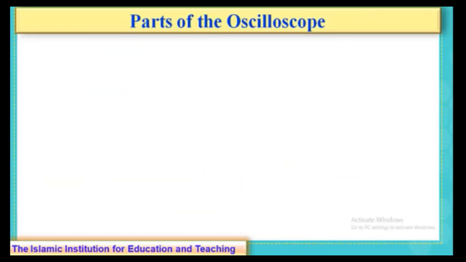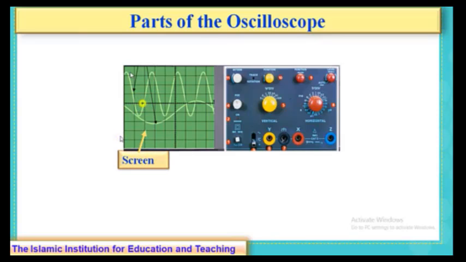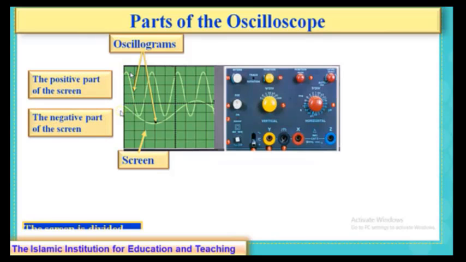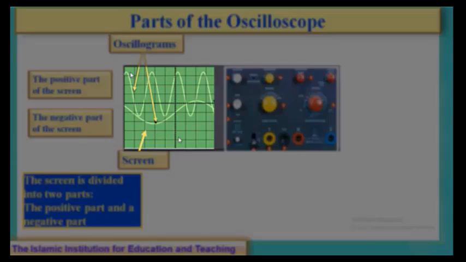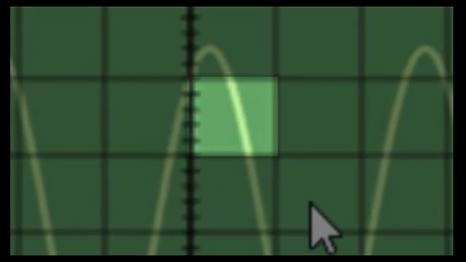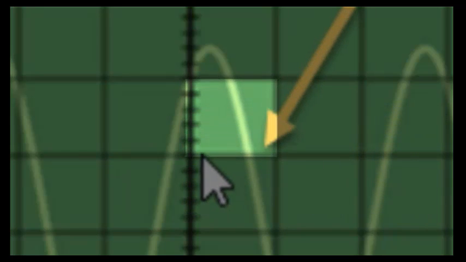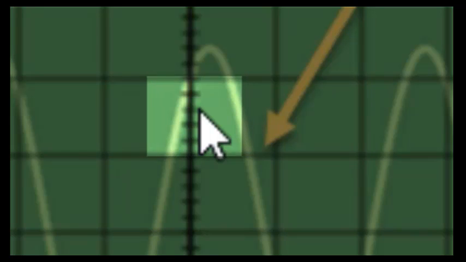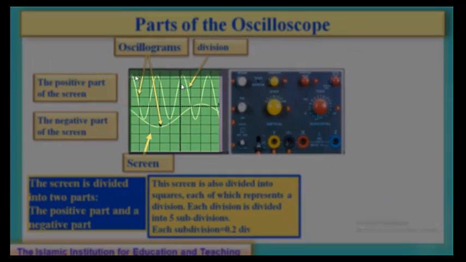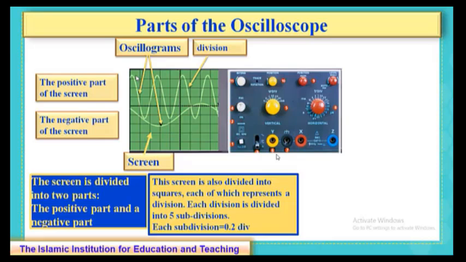Let's also recall the parts of the oscilloscope. This is the screen of the oscilloscope. The two luminous signals are called the oscillograms. This is the positive part of the screen, while this one is called the negative part. Each square on this grid is called a division. Each division is made up of 5 subdivisions, where each subdivision represents 0.2 divisions. Here we have the two poles of the oscilloscope. This one is the phase pole, while this one is called the ground pole.